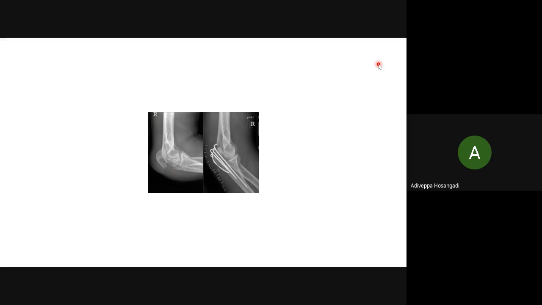So what is the treatment in avulsion fracture? Always remember, it is tension band wiring. Where all do you do tension band wiring? Olecranon fracture, patella fracture, greater tuberosity avulsion fracture in the shoulder, and medial malleolus fracture.